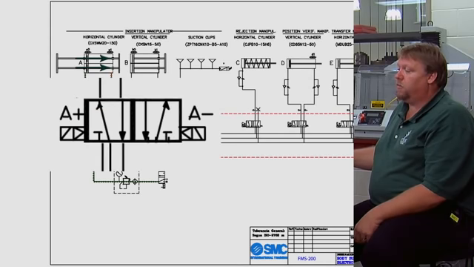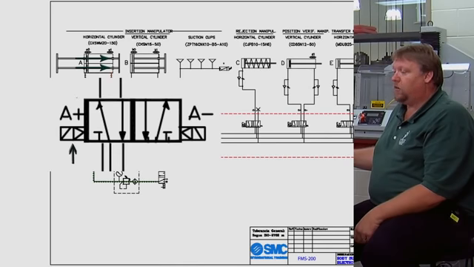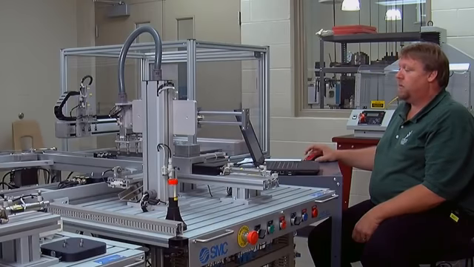Now, this valve here is really important compared to all of the other valves, because if we look at it, we can see that it actually has two coils on it. We have a coil here, and we also have a coil here. So it takes a signal to both extend and retract, and it's going to remain in that position.